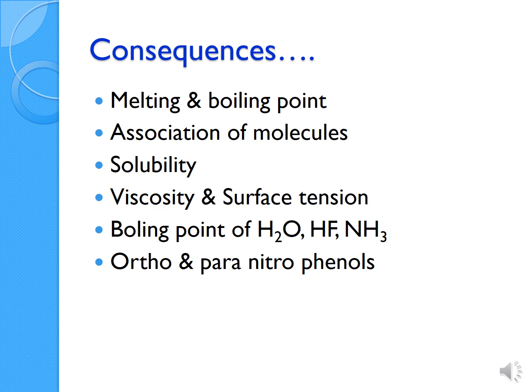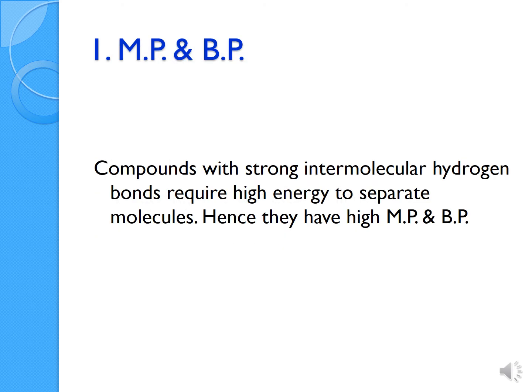So these are the different consequences of the presence of hydrogen bonds. Hydrogen bonds will affect the melting and boiling point of a compound. It will result in association of molecules. It will affect solubility. It will affect viscosity and surface tension. Also, it will affect the boiling point. We'll see how it will affect ortho and paranitrophenols. So first, let's see the effect of hydrogen bond on the melting and boiling point of a compound.